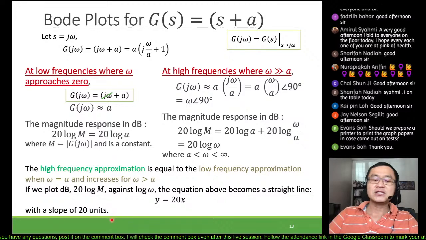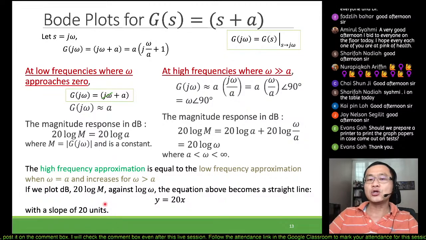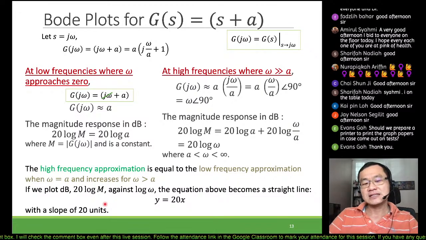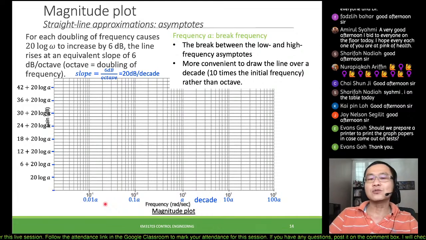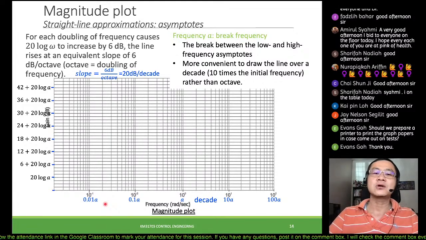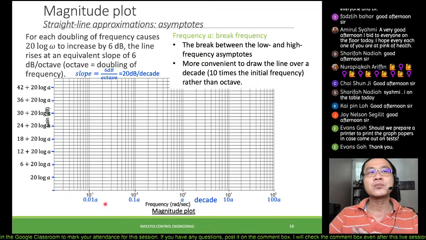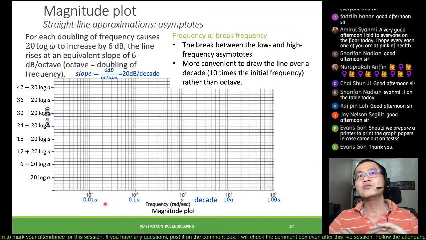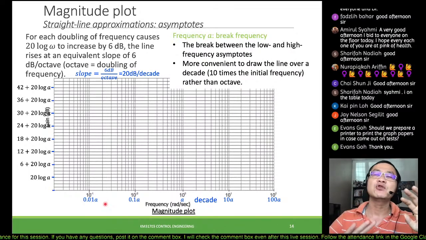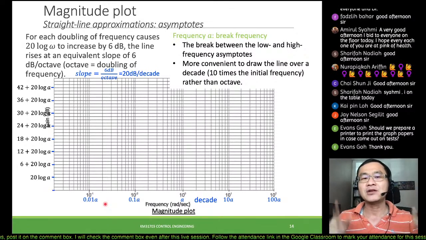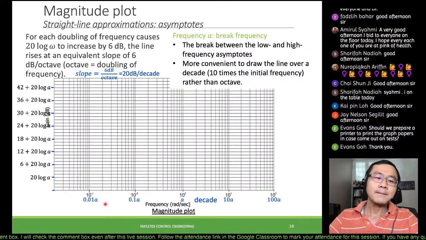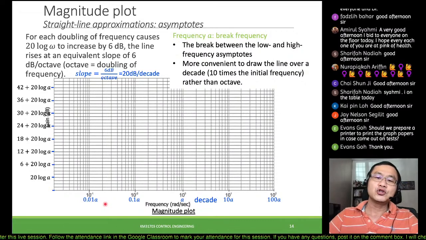Therefore, because of this 20 unit, now we are able to start plotting it out in this magnitude plot. Remember, in the Bode plot itself, we have two parts. One we will plot for the magnitude first, and then we will plot another one for the phase angle. So we start with the magnitude plot first. In the magnitude plot, we will use what we call straight line approximations.